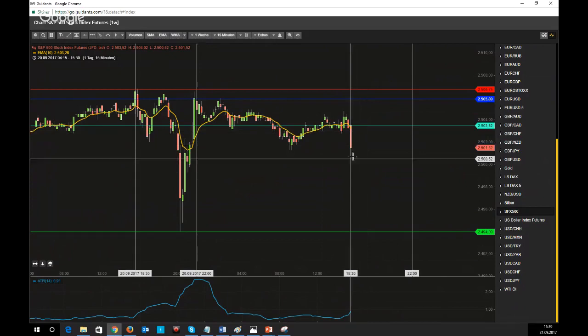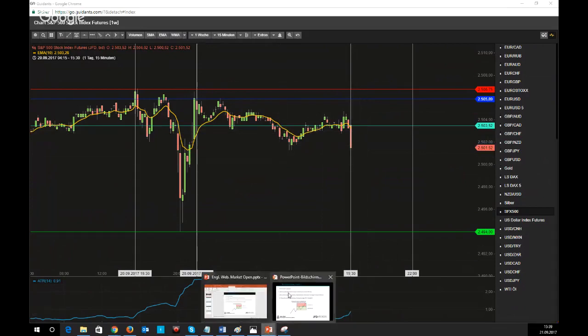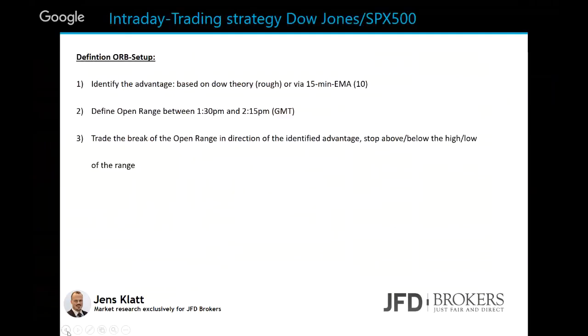If we are now waiting for this open range here to be built, which, by the way, takes another 35 minutes till this range is finally built in. Then we say, okay, based on what we identified as the advantage, if we are trading below the EMA 10, then okay, we are going short.